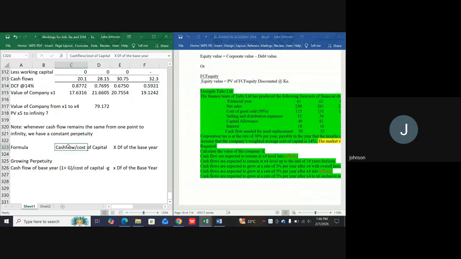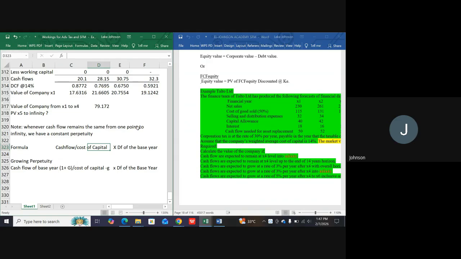Add the growth rate to the top, then subtract the growth rate from the bottom, and your discount factor of the base year remains the same. So we are saying cash flow of the base year plus the growth rate, divided by the cost of capital in the question minus the growth rate, then multiplied by the discount factor of the base year.